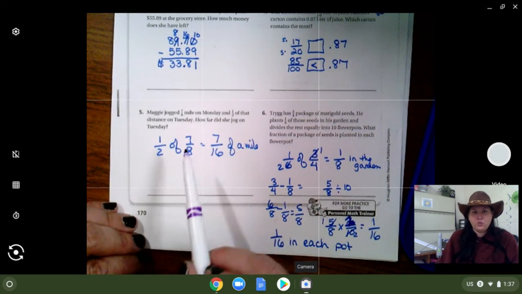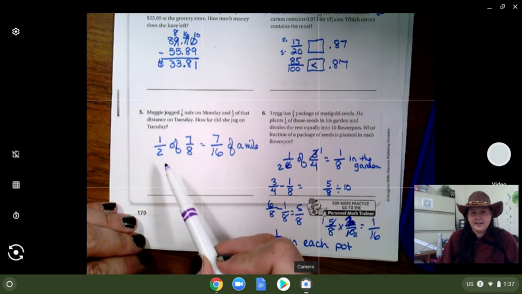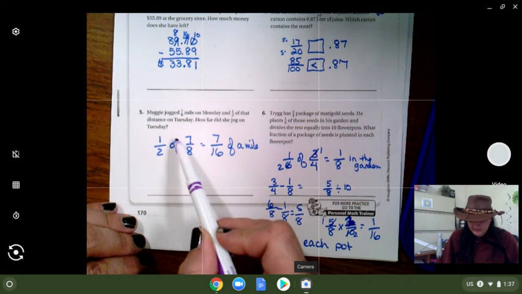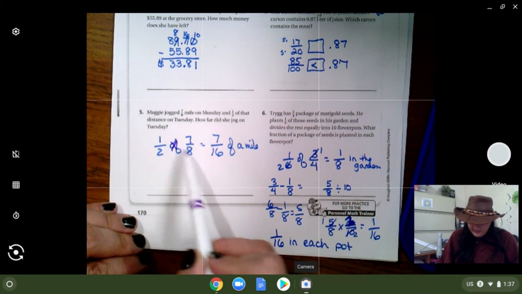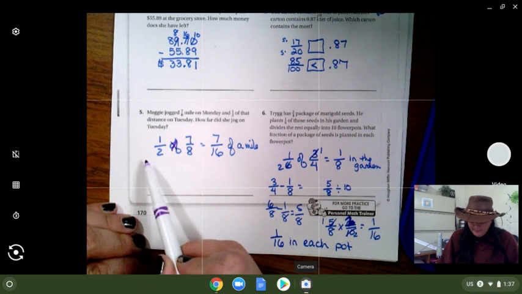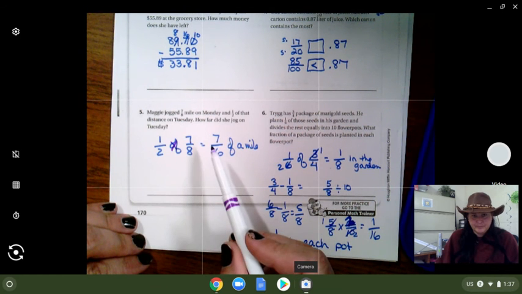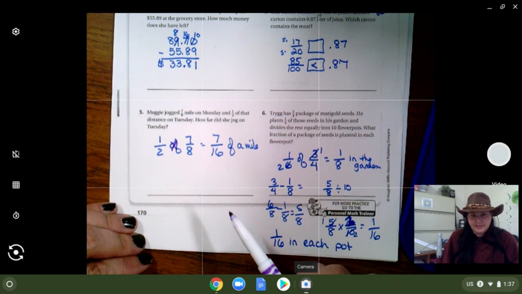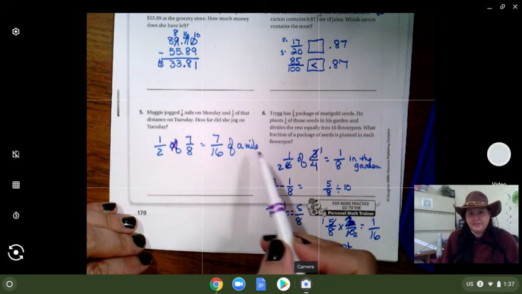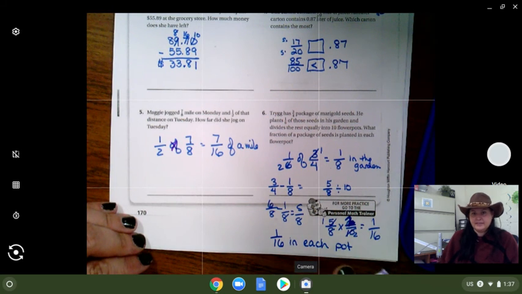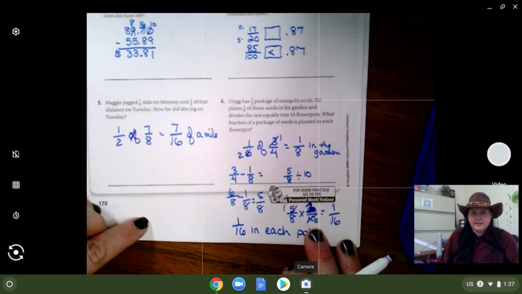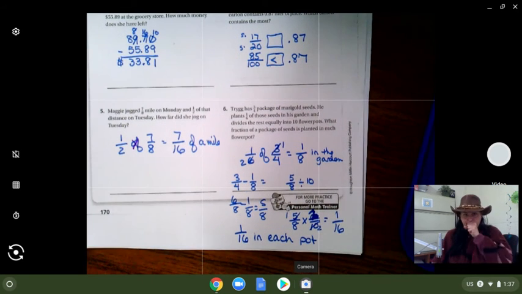Then we have 1/2 of 7/8, and of tells us to multiply. I don't see any simplifying here, so you just multiply the top, multiply the bottom, and your numerator will be 7, denominator 16ths of a mile. So 7/16 of a mile. Then this one is a little bit tough.